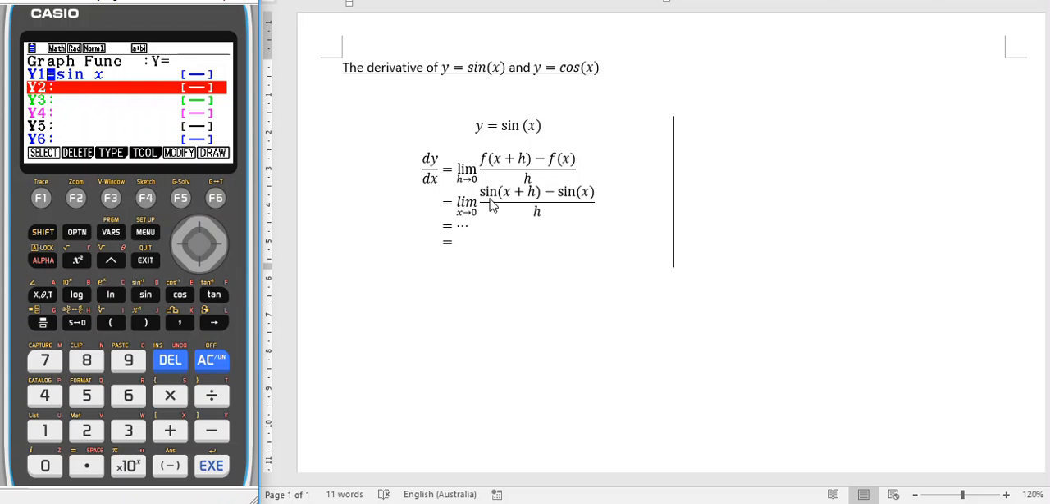And I'm going to enter this expression as my second plot. I can't put a limit on the calculator, so it's going to be an approximate derivative. So I want the sine of x plus h. Remember, I pre-stored the value of h. Sine of x, divided by h. Where are you, h? There you are. And let's draw this.